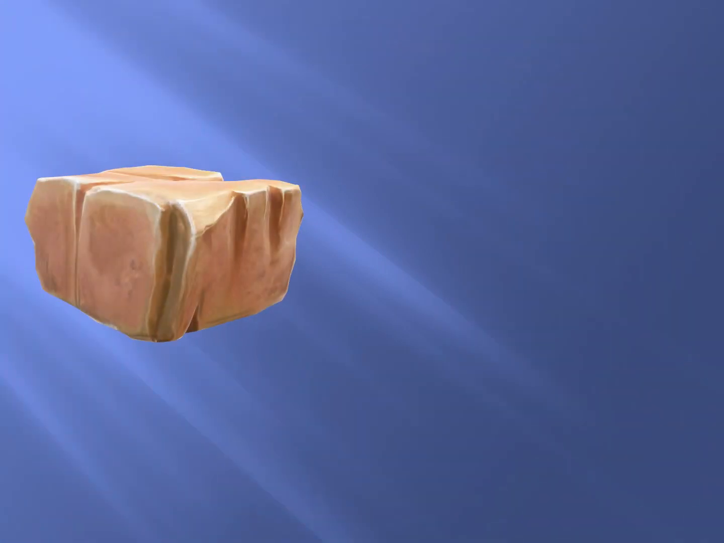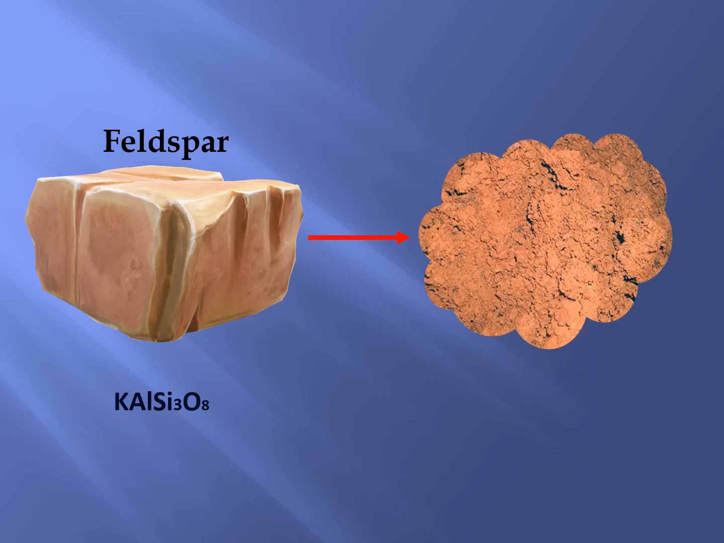Now class, here we have feldspar, which also goes by the name potassium aluminum silicate oxide. That is the chemical name for it. And it interacts with the hydrogen ion in the water. Now, when it interacts with the hydrogen ion in the water, it becomes this. It becomes China clay, otherwise known as kaolin.